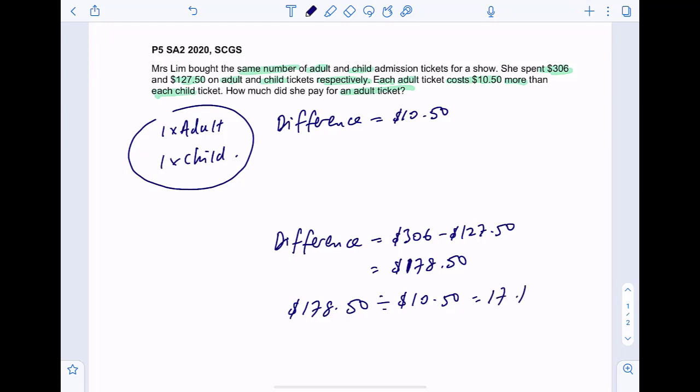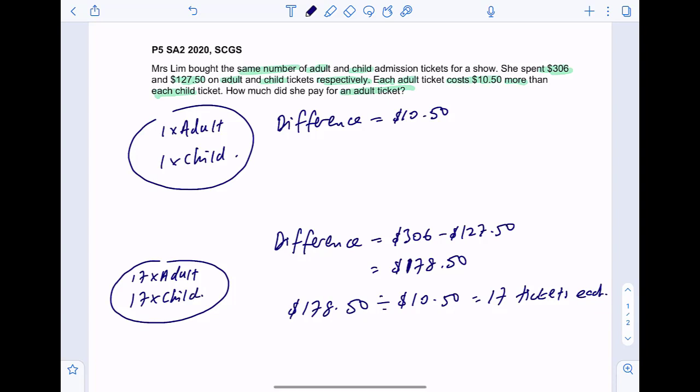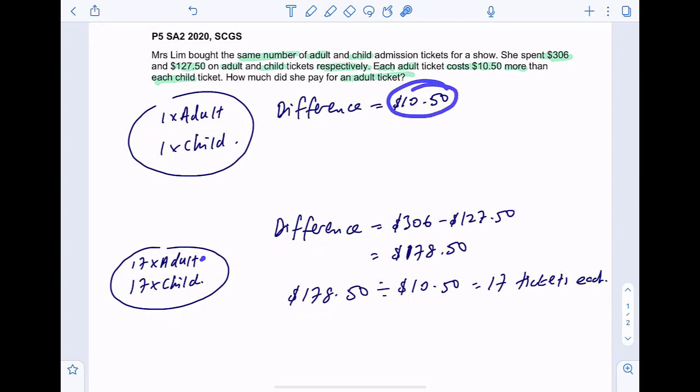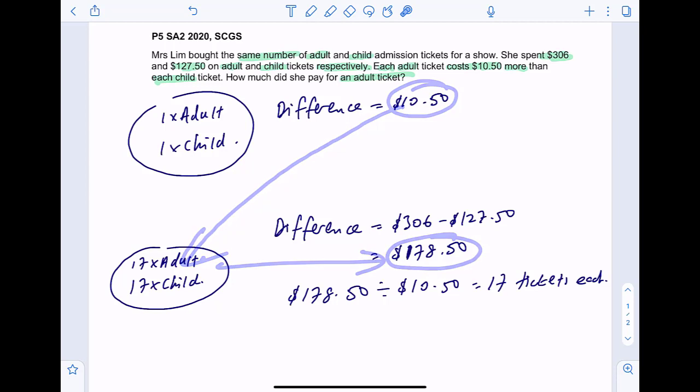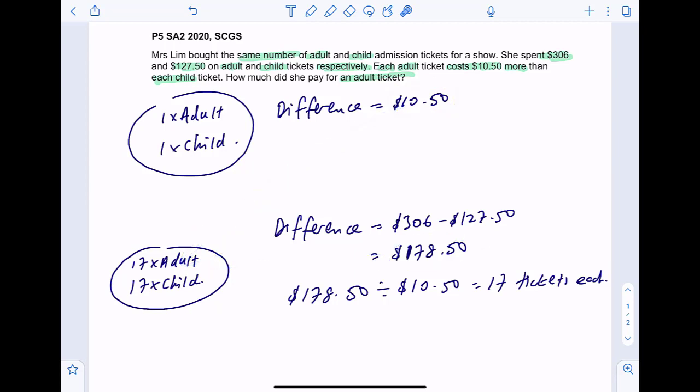17 tickets each, which means to get to this difference here, 178.5, we need this person to buy 17 adult tickets and 17 child tickets. For each ticket, remember the difference is $10.50. So if it's 17 tickets, the difference will be $10.50 times 17, which will give us the actual difference of 178.5.